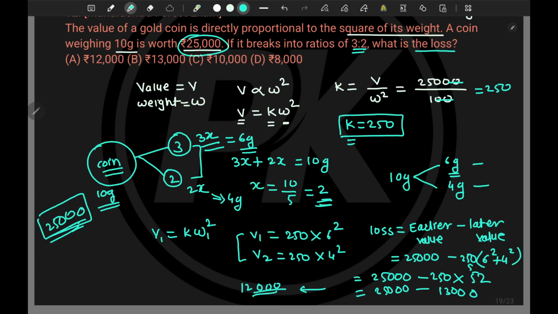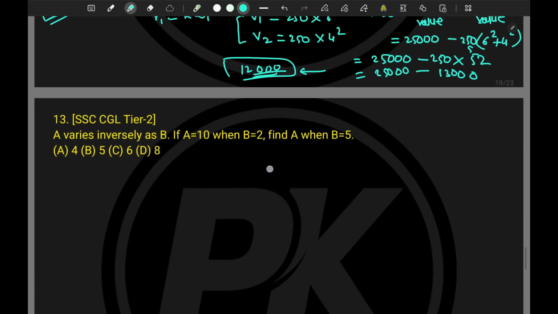12,000. Okay, and that is the loss, right? And what was asked? What is the loss? The loss is 12,000, and hence option number A is correct. Now let's move to the next problem.